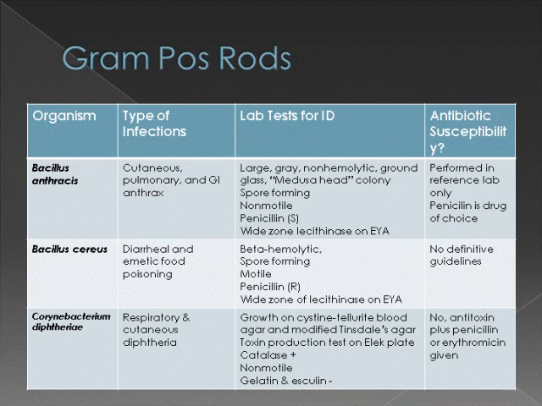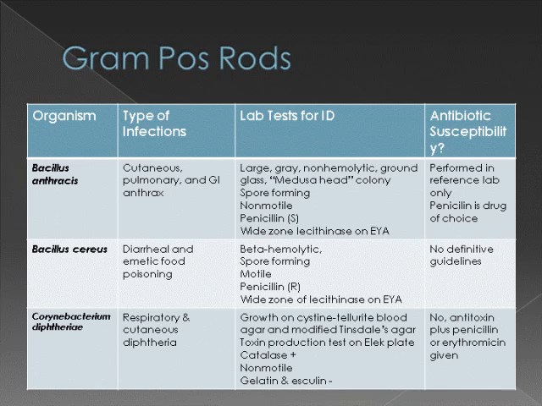Bacillus cereus causes diarrhea and emetic food poisoning. Emetic meaning vomiting. Is beta hemolytic. It's spore forming. To differentiate it from Bacillus anthracis, it's resistant to penicillin, and then just like anthracis, it produces a wide zone of lecithinase on egg yolk agar. There have been really no definitive guidelines established for susceptibility.